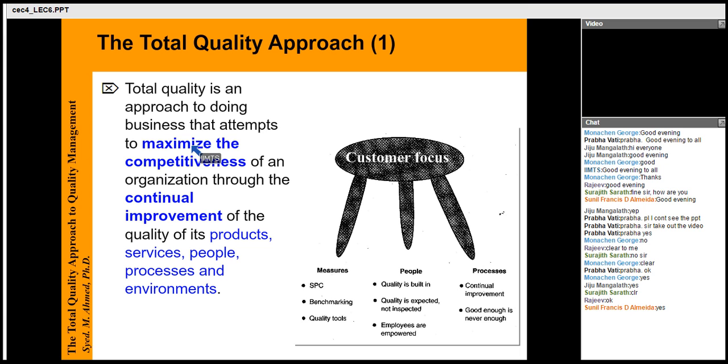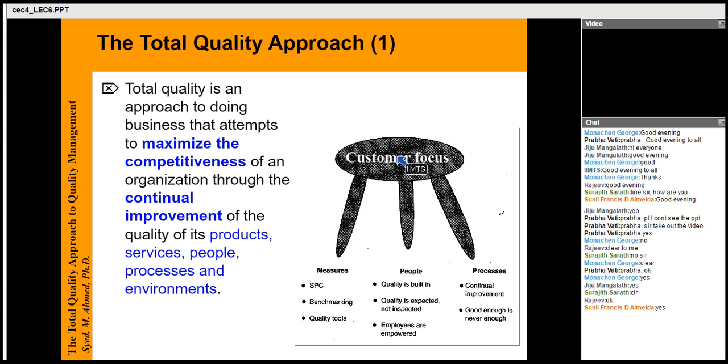If you keep on increasing your quality standards, if you are giving quality services, if you have quality people, a good quality process, a good quality environment, if everything is good, definitely it is going to improve your business and it will maximize the competitiveness of your organization. That is what is meant by total quality. When we talk of total quality, that means we want quality in each and every field of the organization, in whatever activities we carry out in our organization. That is meant by the total quality approach.